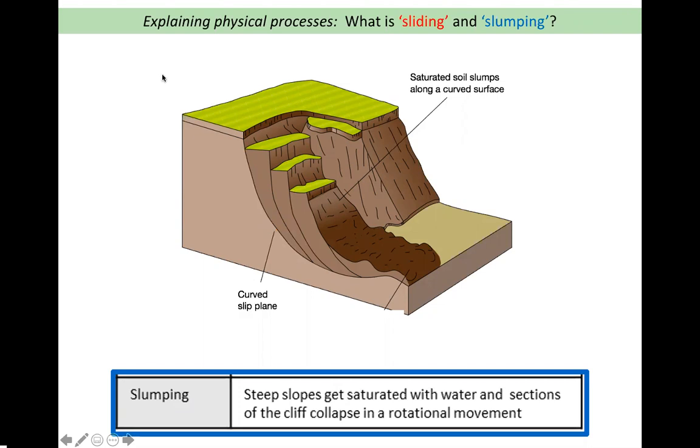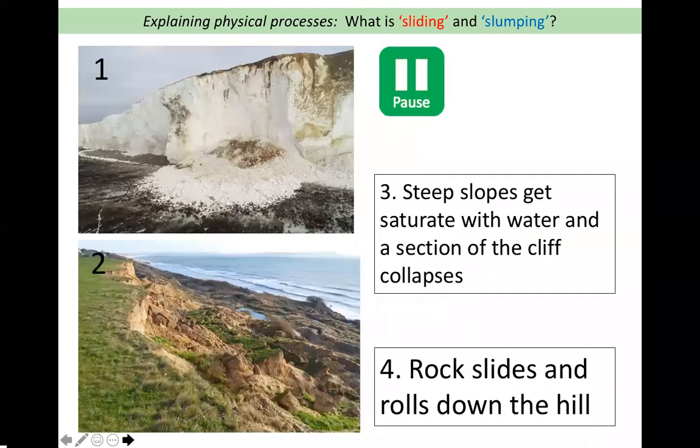So let's see if we can identify these two types. I'd like you to tell me which photo out of 1 and 2 is sliding or slumping, and then which definition is sliding or slumping. So you should have a photo and a definition for both types of mass movement. Pause the video and see how you get on.